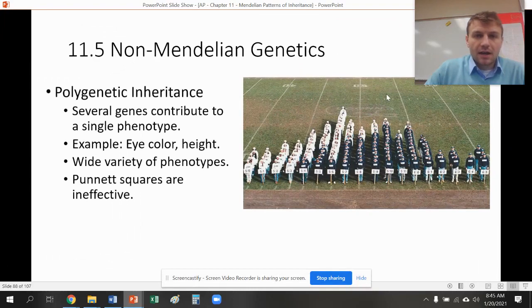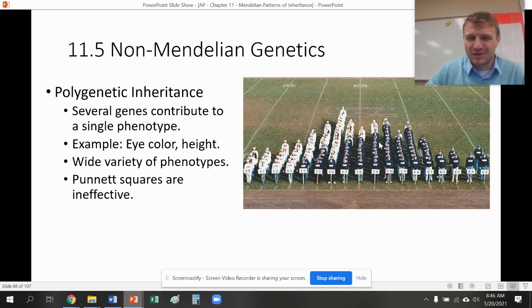Our next topic within non-Mendelian genetics is polygenic inheritance. This is one of my favorites because it really shows you that not all of our genetics plays by Mendel's laws, where it's only one of two phenotypes. In this case here, we can see there are many different phenotypes just within, I think this is a 1993 Connecticut class or whatever, and they did this.